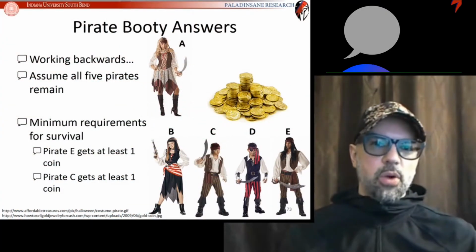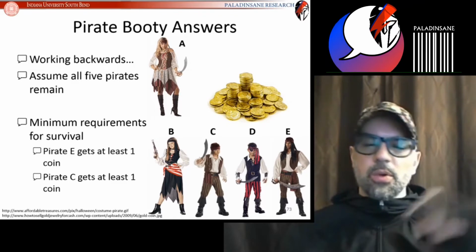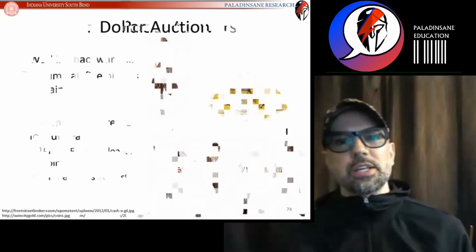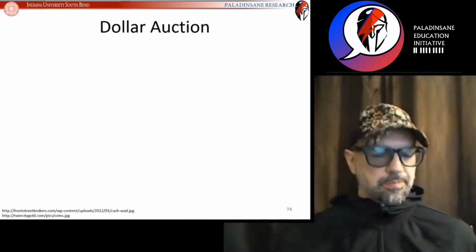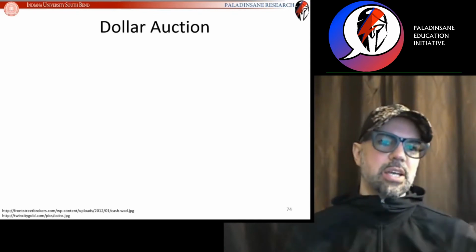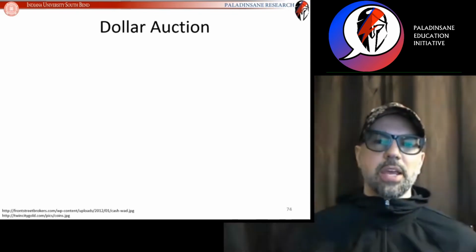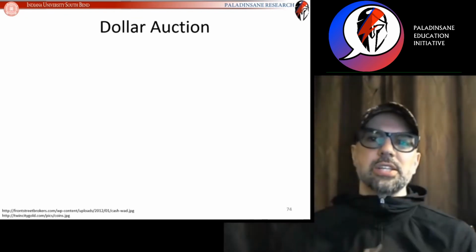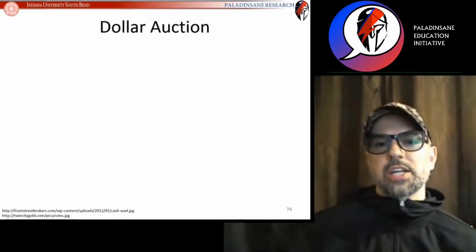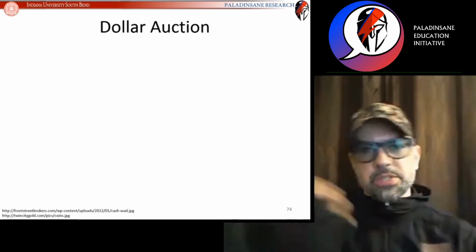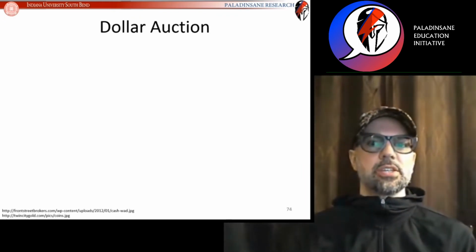All right, so that was one example. We're going to take a look at another example, and this one is called the dollar auction. And we're going to see that this actually applies to real world business kind of decision making. But the dollar auction itself is a hypothetical auction. It was created for the purposes of analyzing these types of decisions.